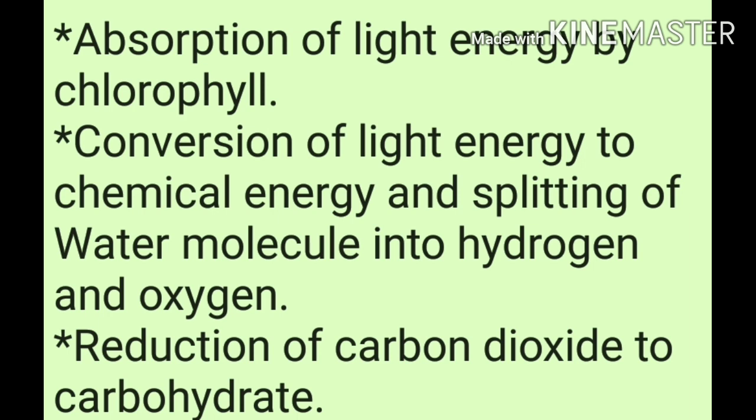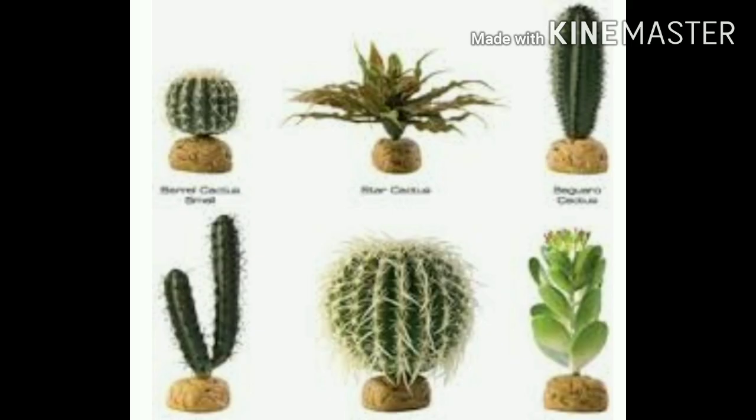These steps need not take place one after the other immediately. For example, desert plants take up carbon dioxide at night and prepare an intermediate product which is acted upon by the energy absorbed by the chlorophyll during the daytime.